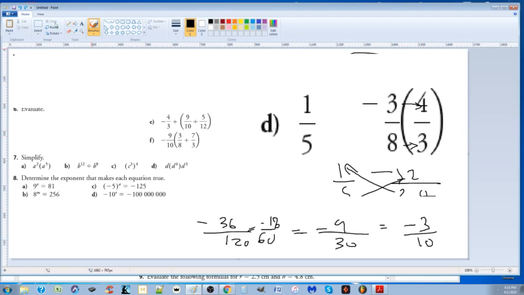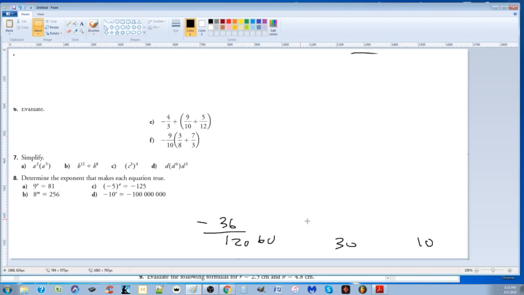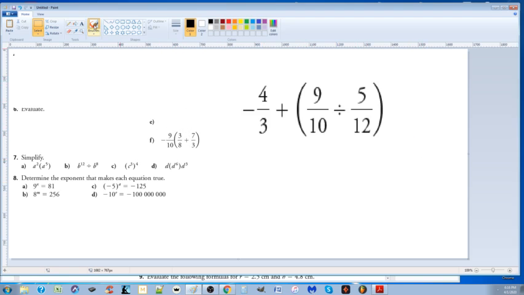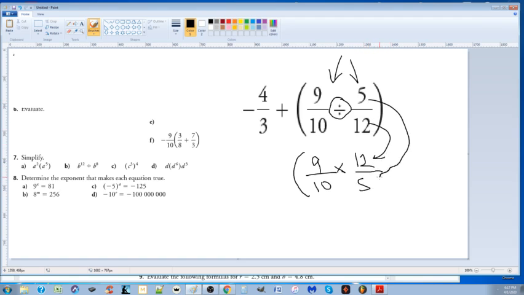What about this next one? They've got a whole bunch of rules in there. Yep, they do. You just go step by step. So BEDMAS, brackets first. What's going on in the brackets? A division of the fraction. So what's the rule? We take the same first fraction, but instead of division, we multiply the reciprocal of the second fraction. So the 12 went up top, and the 5 went down below, and we multiplied. Okay, let's start with that.